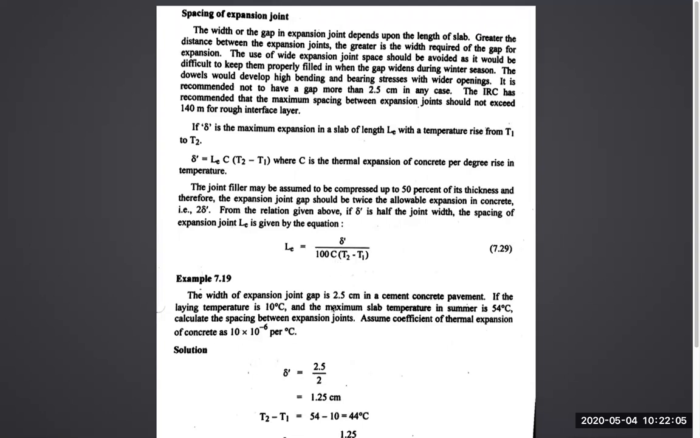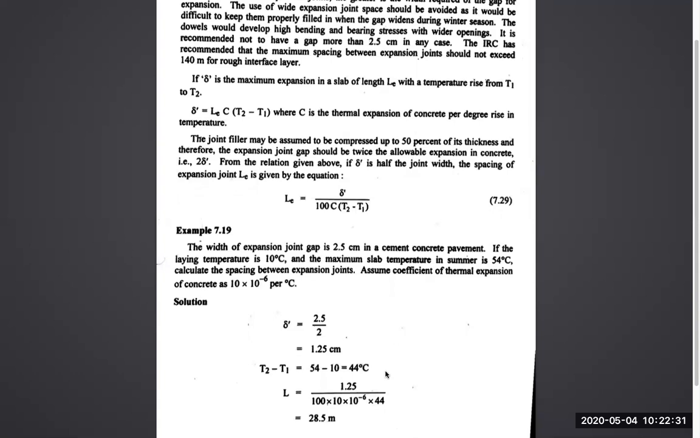So delta dash, taking this consideration, is nothing but half of the gap. So 2.5 divided by 2, we take delta dash as 1.25. Okay. And then we calculate T2 minus T1. T2 is the maximum temperature during summer, and this is the laying temperature. So we get a differential temperature of 44 degrees Celsius. Okay. Applying this expression to find the interval from one expansion joint to another expansion joint.